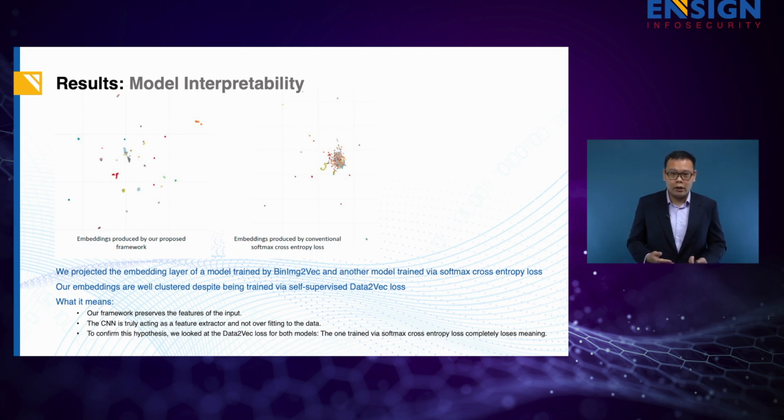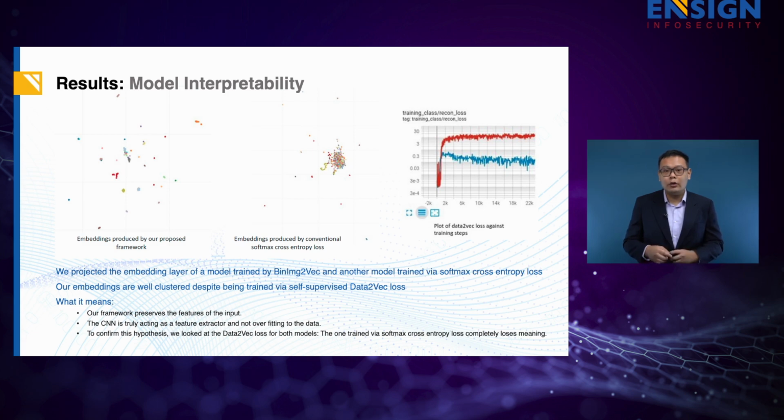To understand why this is so, we turn to the Data2Vec loss curves that we logged throughout the entire training process for both our proposed BinImg2Vec framework and the supervised-only framework. Similar to earlier, the blue curve was the loss curve of our BinImg2Vec framework, while the red curve was that of the supervised-only loss function. Clearly, the red curve would be higher since the Data2Vec loss was not part of its loss function. However, what is interesting is that it is actually 2 orders of magnitude higher than the blue one. This clearly shows that it does not seem to be preserving the salient features of the input image. So, what this means is that our framework produces a CNN that actually preserves the features of the input.